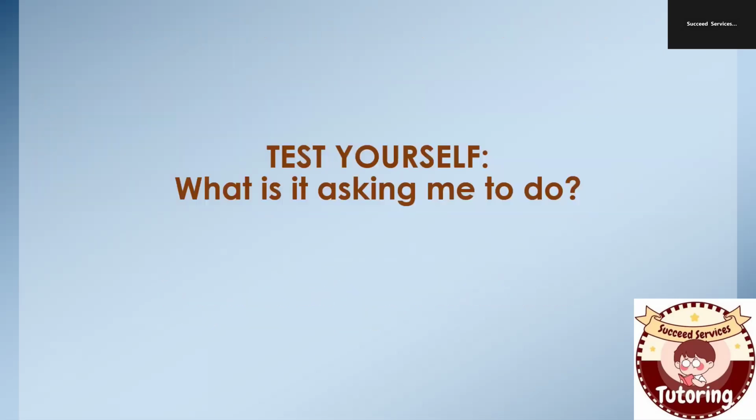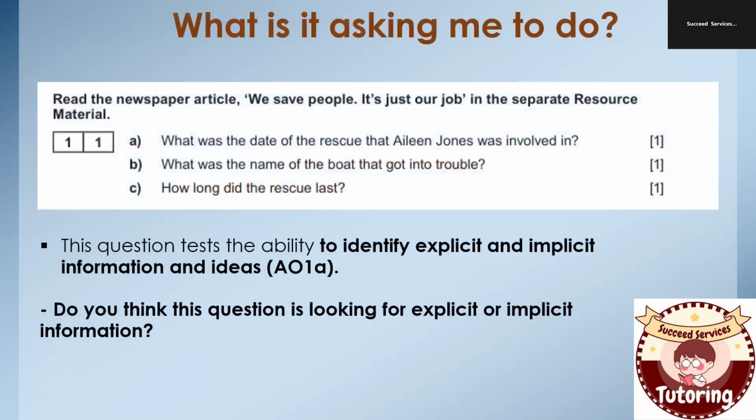So what is it asking me to do? So it's asking you to identify information. So this is assessment objective number 1. Now, there's 2 ways we can do that. There's explicit information which we need to identify, and there's implicit information we need to identify.